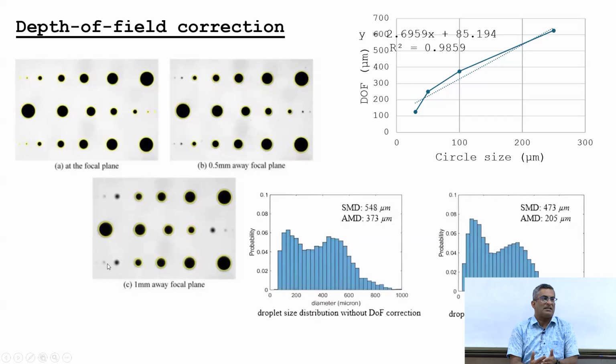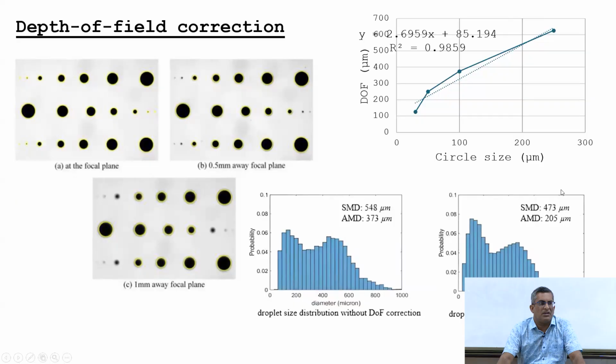But this is how we can calculate the depth of field for particles of a given size, and we can get a calibration curve like this, depth of field versus circle size. Then you incorporate this in your measurement, and you see how the profile has changed here. You see this mainly affects the small particles. So, here actually you have more number of small particles, and accordingly your SMD and your AMD or other characteristic particle sizes also change.